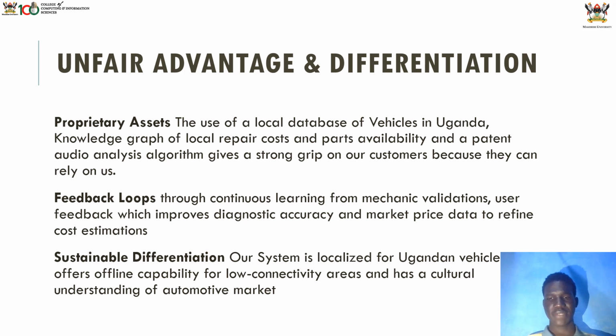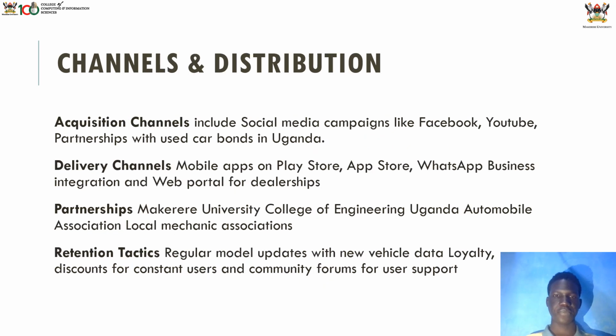And for low connectivity areas, we shall improve the system so that it can work even when there is limited access to the internet. Channels and distribution: we shall use social media for campaigns, platforms like Facebook and YouTube. Delivery channels: we shall try using the Play Store, WhatsApp Business, and also a web application.